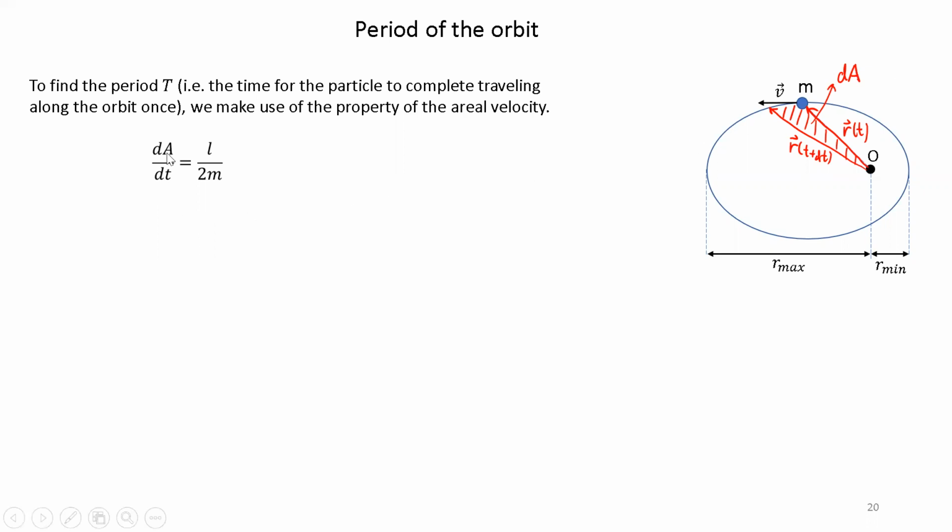And this dA divided by dt, because of the conservation of angular momentum I showed you in the last lecture, is given by L divided by 2m. I'm going to make use of this to find the period of the orbit. So what is the period? The period is the time taken for this particle to complete one full cycle.